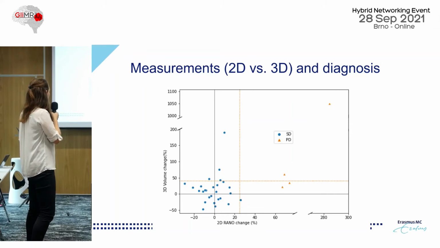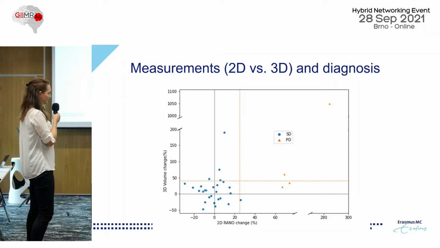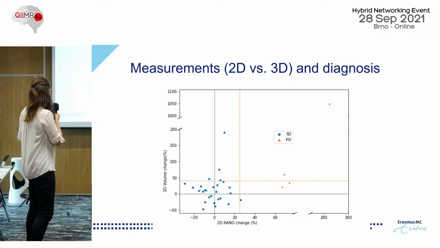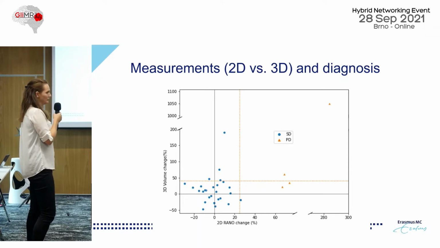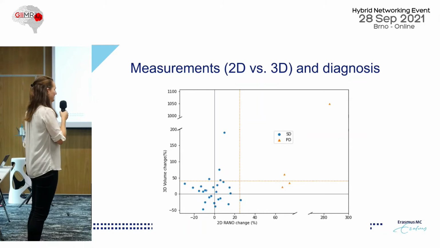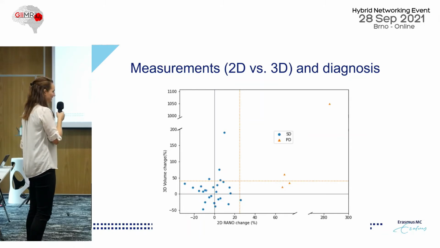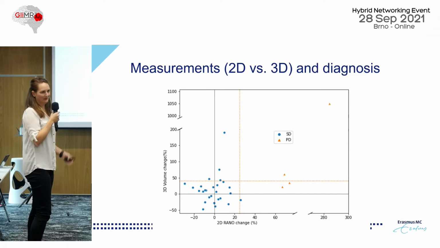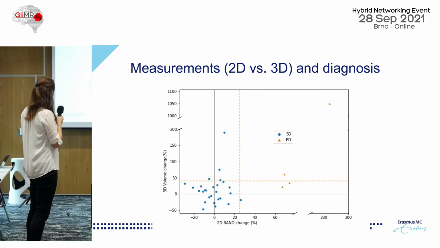Actually, it correlated quite well with the final diagnosis. So in this figure, you can see which cases were diagnosed as progressive disease and which cases were diagnosed as stable disease. And in some cases, you can see that this volume measurement has some outliers that are just due to segmentation inconsistencies, whereas the 2D RANO method is actually quite well correlated with the final diagnosis, which can also just indicate that radiologists, despite the fact that they have access to this volume measurement, still rely on their 2D visual inspection.